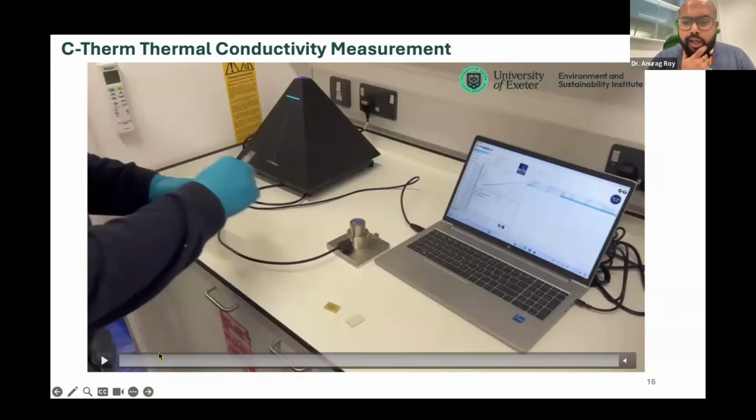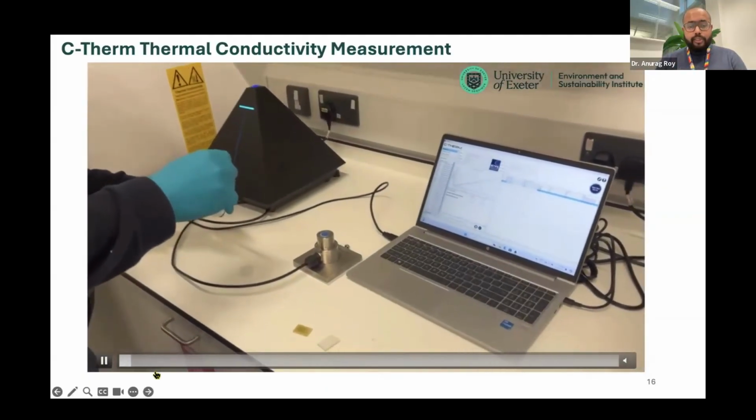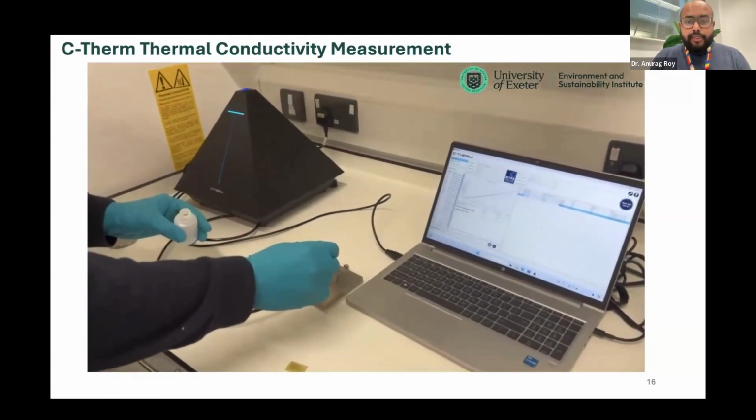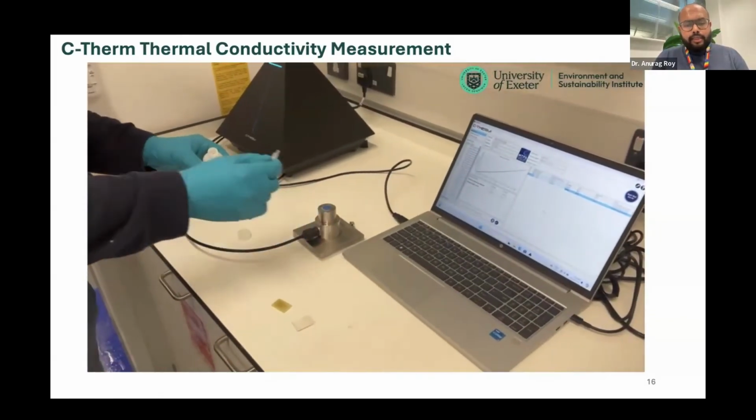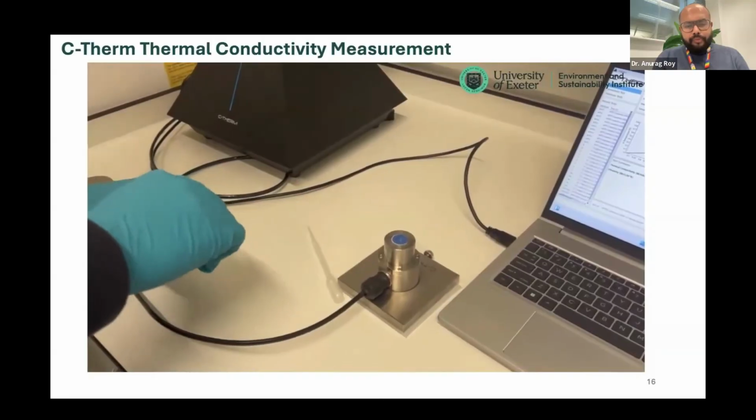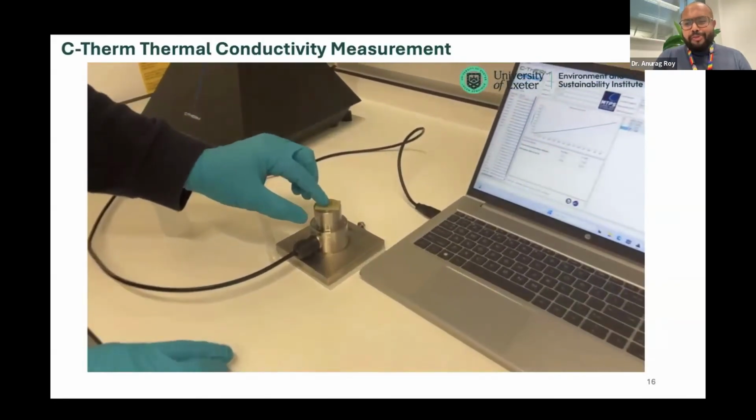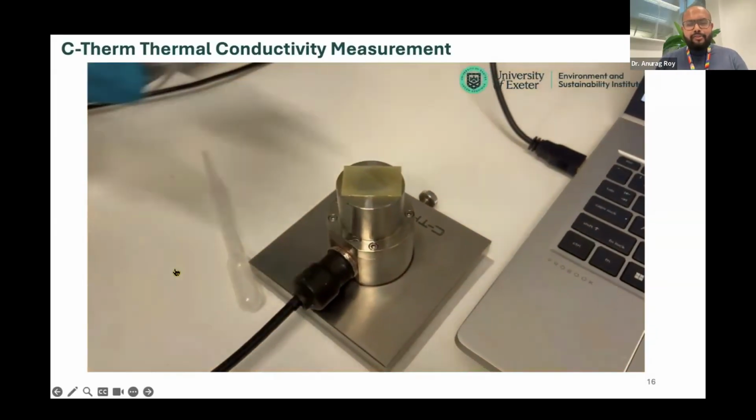Here is a quick video in our lab where we are using this C-Therm thermal conductivity meter with an MTPS sensor, so that you can see that this is the copper iodide thin film, the yellow one. So we use this instrument. It's a very handy instrument. We don't need to spend lots of time.